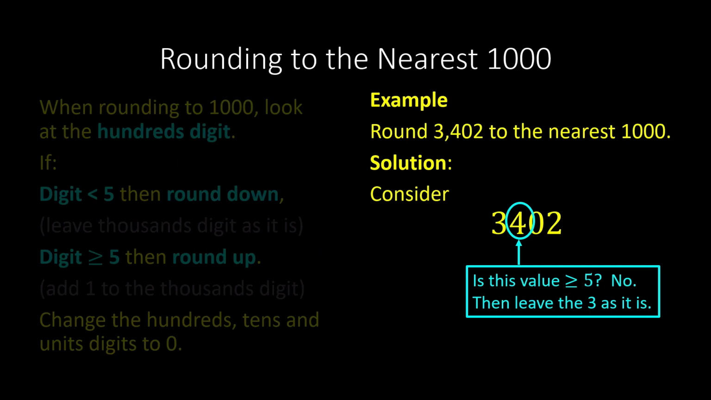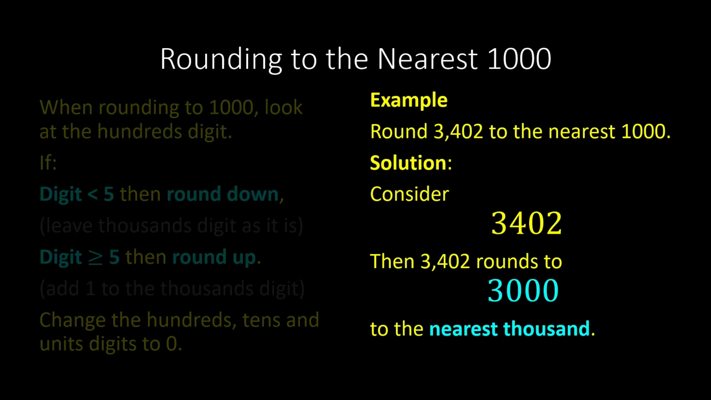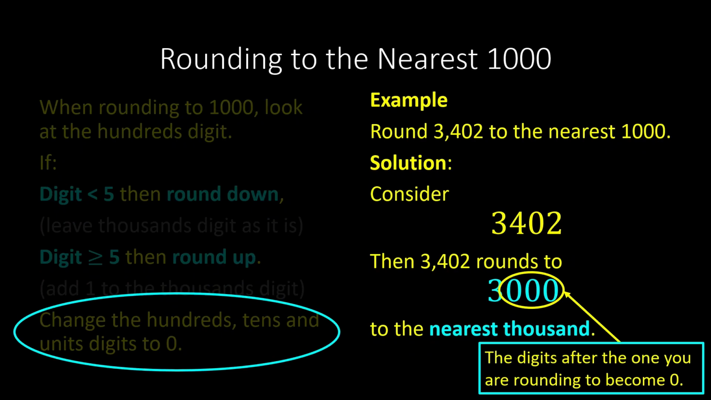And here's the hundreds position. We ask ourselves, is this value greater than or equal to 5? Clearly, 4 is not greater than or equal to 5. Therefore, we leave the 3 as it is. So in other words, this 3 is left as it is. And 3,402 rounds to 3,000, to the nearest thousand. Notice the hundreds, tens, and units have all become 0.